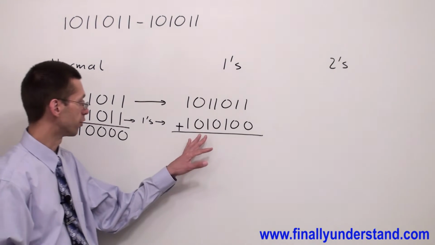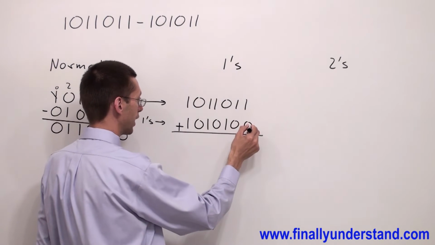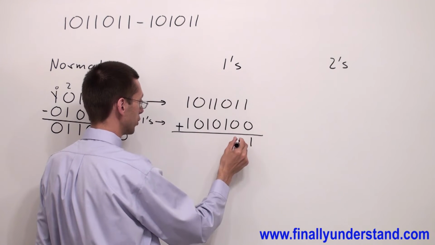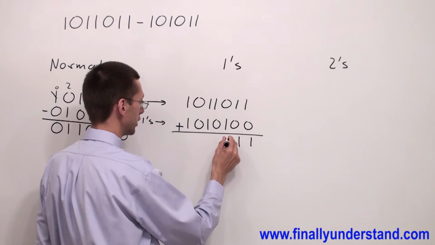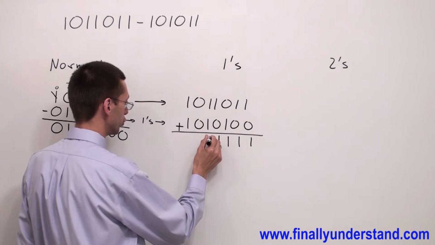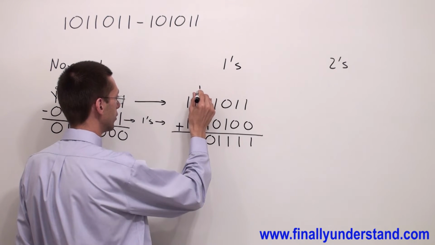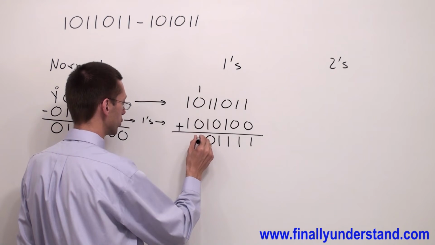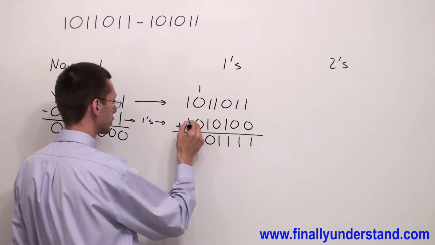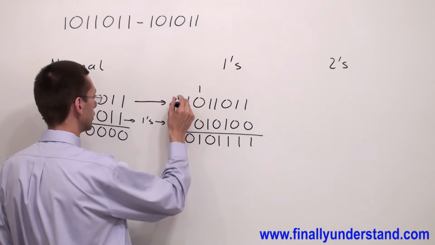Next, we're supposed to perform addition. We have 1 plus 0 is 1. 1 plus 0 is 1. 0 plus 1 is 1. 1 plus 0 is 1. 1 plus 1 is 2. You're supposed to write 0 and carry 1. And I have 1 plus 0 is 1. And I have 1 plus 1 is 2. I'm supposed to write 0 and carry 1.